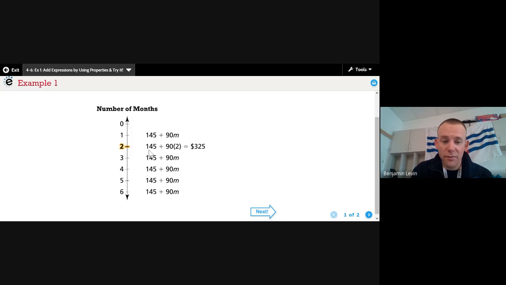After 2 months, 145 plus 90 times 2. 90 times 2 is 180, right? So 145 plus 180 is 325. After 3 months, same thing. They put in a 3. 90 times 3 is 270, right? So you can see the cost continues to go up. 90 times 4 is 360, plus the initial fee, which is 505. 90 times 5, right? 90 times 5 is 450. So 450 plus the startup fee is 595.